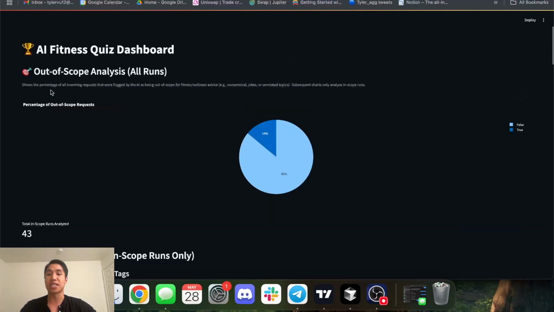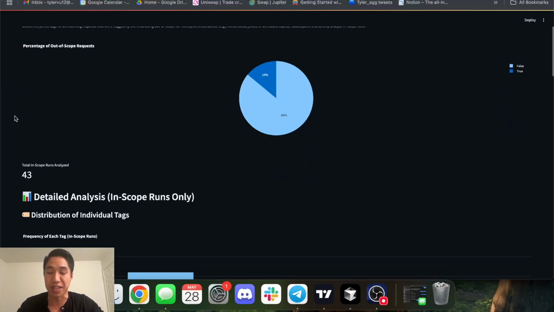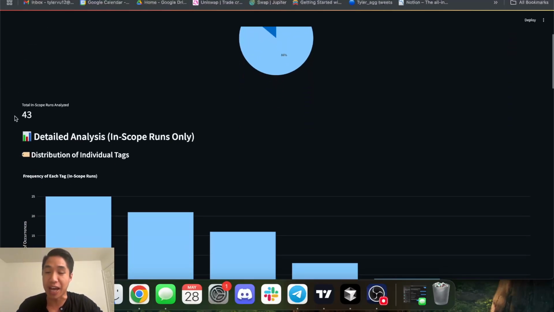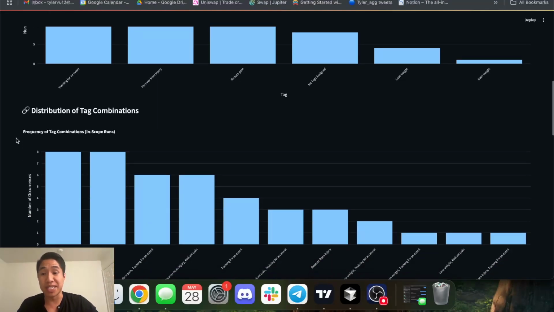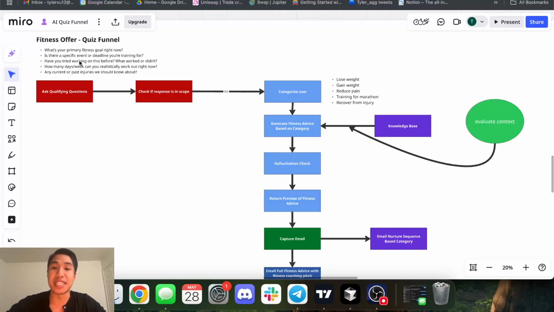Whole point of this was to evaluate the actual performance of a specific chatbot that we built for an AI fitness quiz, all right? And again, this is just all a demo, so this is all made up results, but nonetheless, this will give you guys a lot of info on how to evaluate the chatbot, how to actually know if it's working, to figure out what's missing from it so that we know what we can improve on, things like that. So the funnel that we built this dashboard off of is this fitness offer AI quiz funnel, okay?